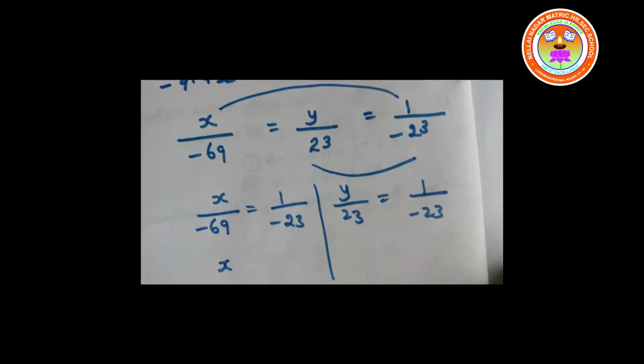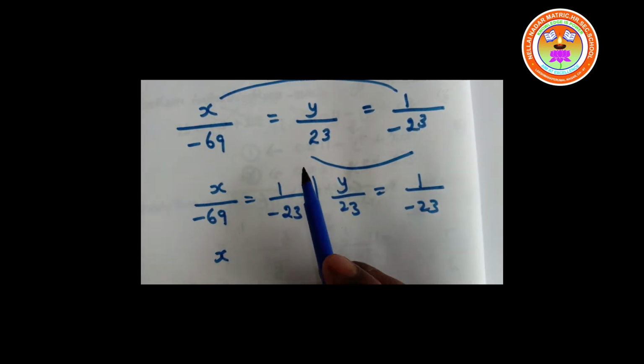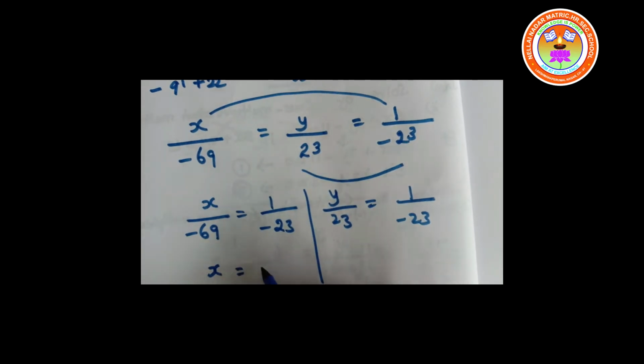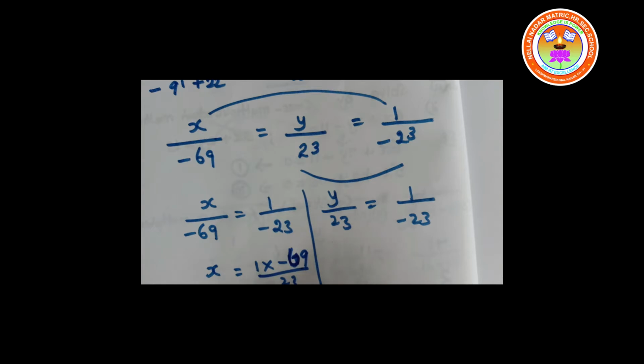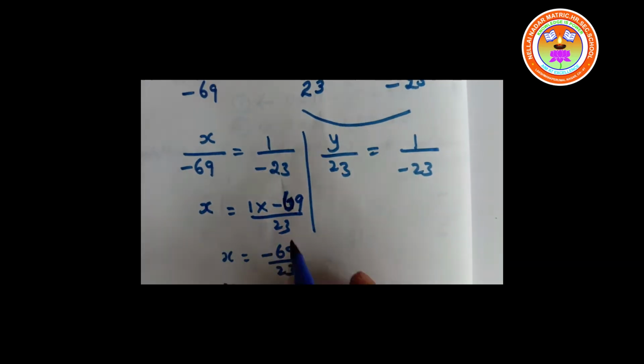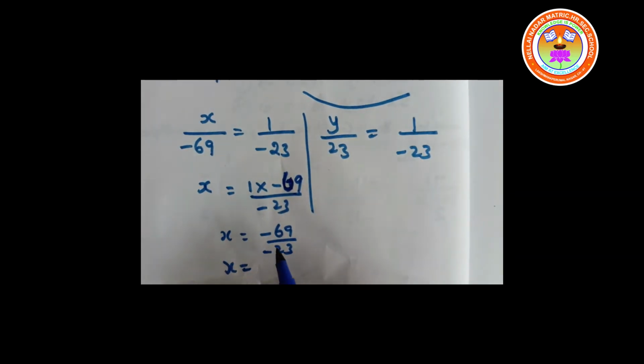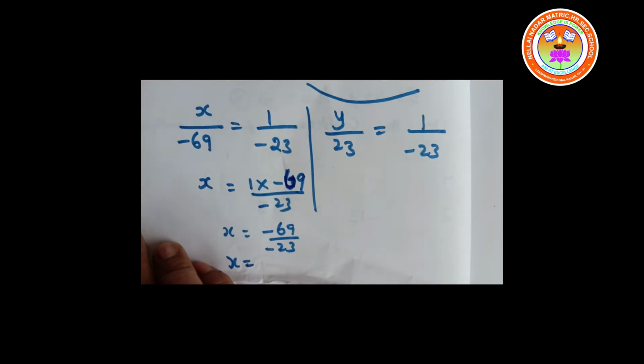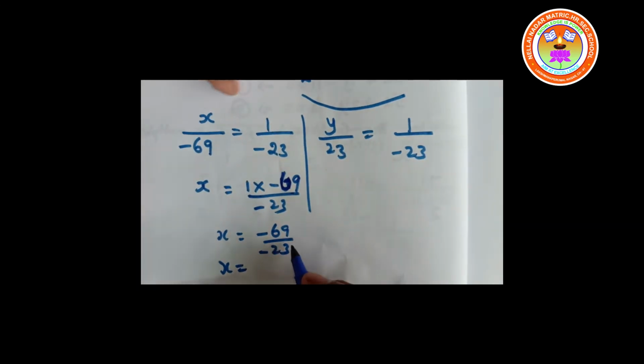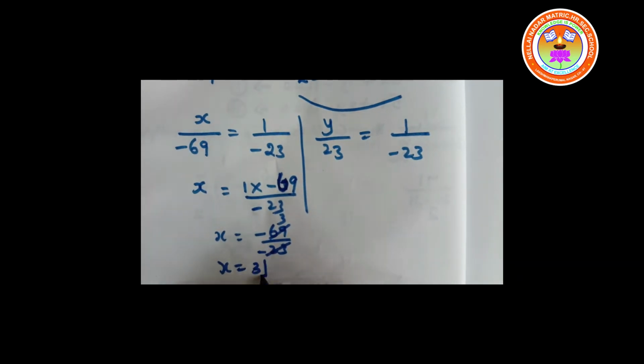So, x is equal to 1 into minus 69 divided by 23, that is x equal to minus 69 by 23. So x is equal to 23 how many times? Minus, minus get cancelled. 23 how many times? 3 times. So 23 into 3 is 69. So x is equal to 3.